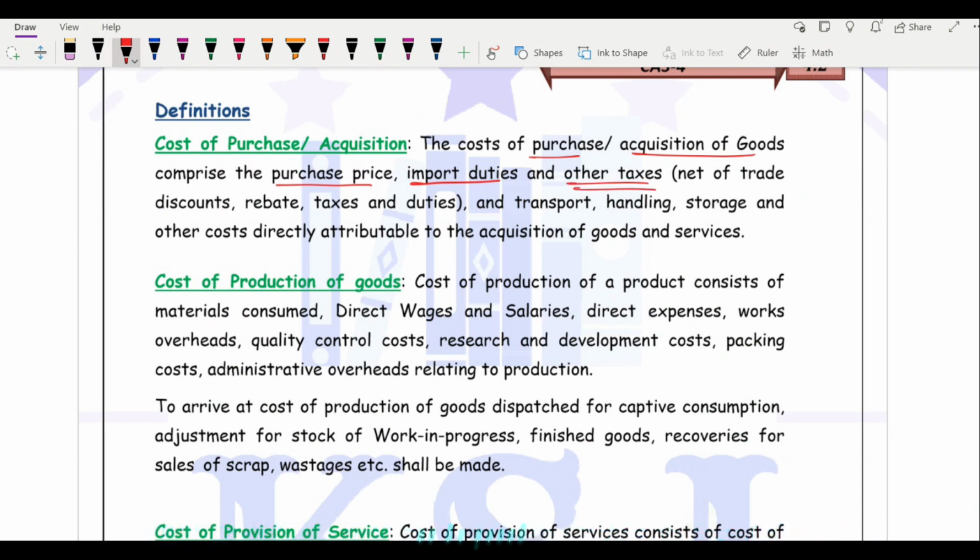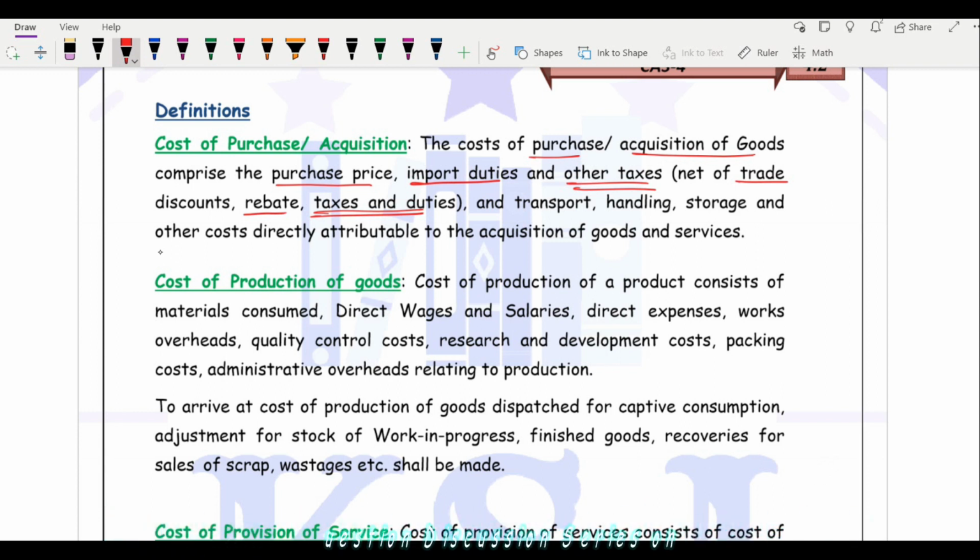Now, when we are talking about other taxes, you need to be very careful that all those taxes on which the ITC is available, that is the input tax credit is available. You are studying GST. In that you have studied about the input tax credit. That means from one hand you are giving the tax, and on the other side you are taking back that tax, right? In the form of credit. So if the input tax credit is available, that tax will not form part of cost, right? Net of trade discount, rebate, taxes and duties on which the ITC is available, right?